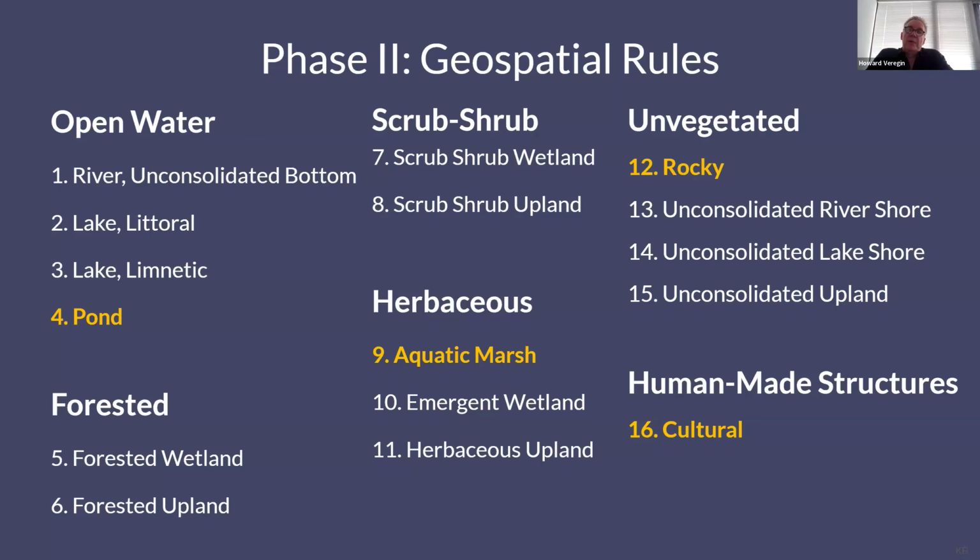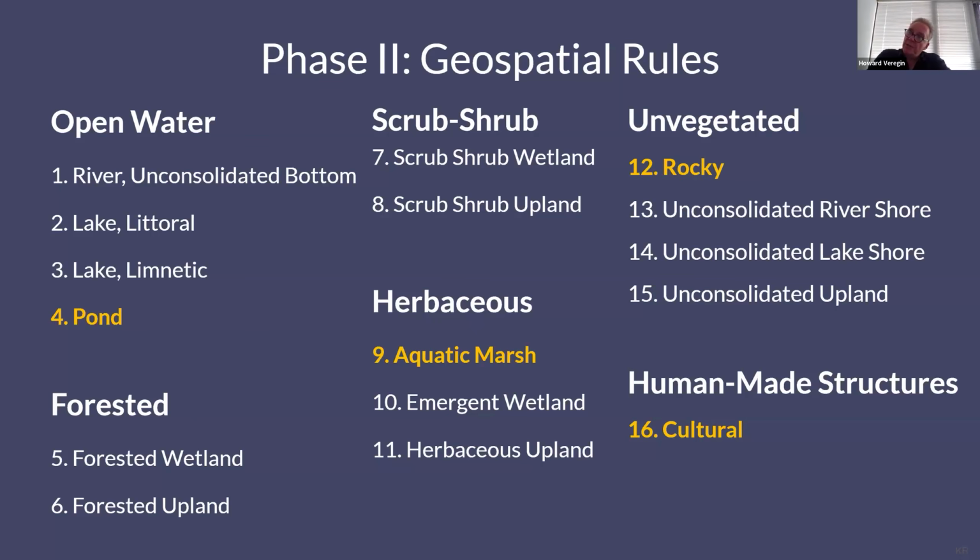So we created a new class called pond. These are palustrine perennial water bodies. They're very small. They're not large enough to be considered lakes or rivers, but they're permanently covered by water. They could be natural, or they could be created and modified by people.